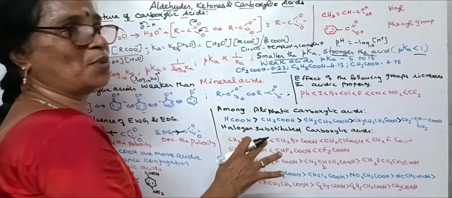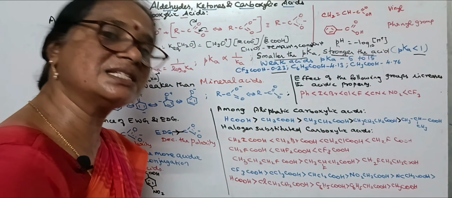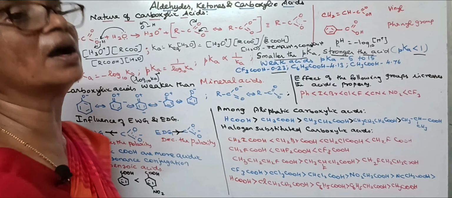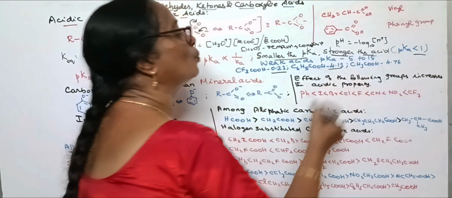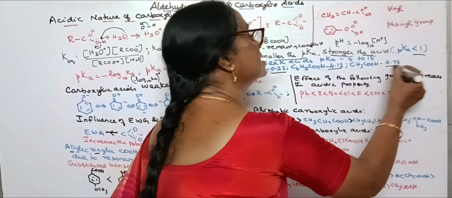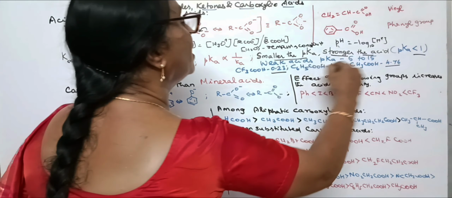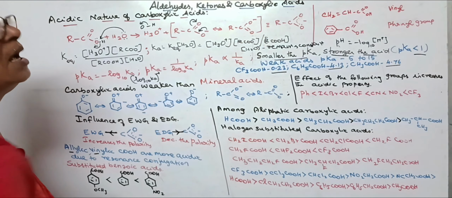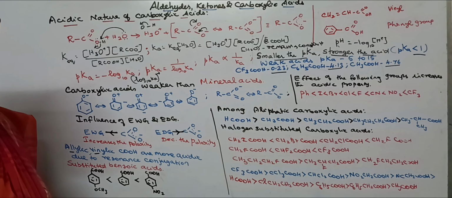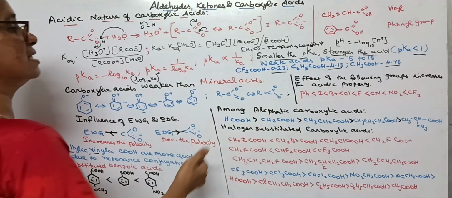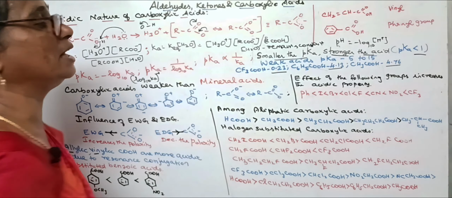So among the carboxylic acids, trifluoroacetic acid is found to be much stronger, just like a mineral acid. Benzoic acid is found to be 4.13 and acetic acid is found to be 4.76. So these are the pKa values of some of the carboxylic acids. Okay, let us consider now how these carboxylic acid values are greater or smaller compared with that of mineral acids.